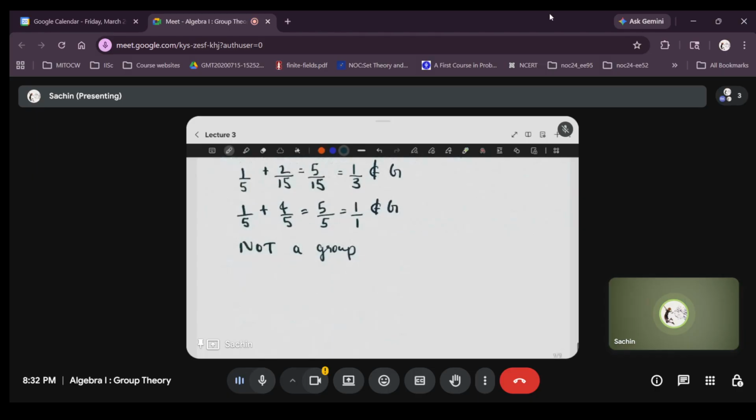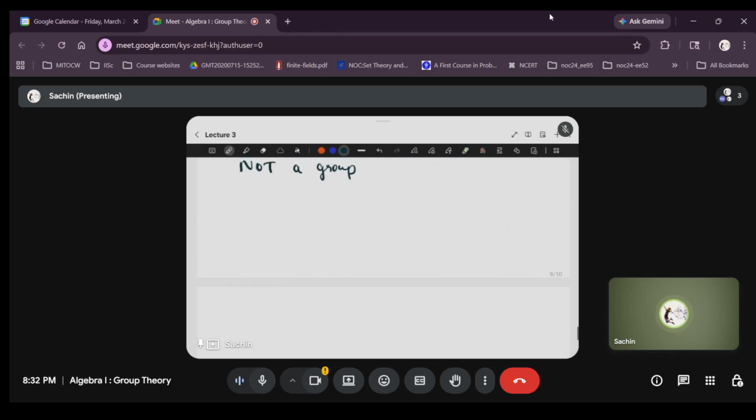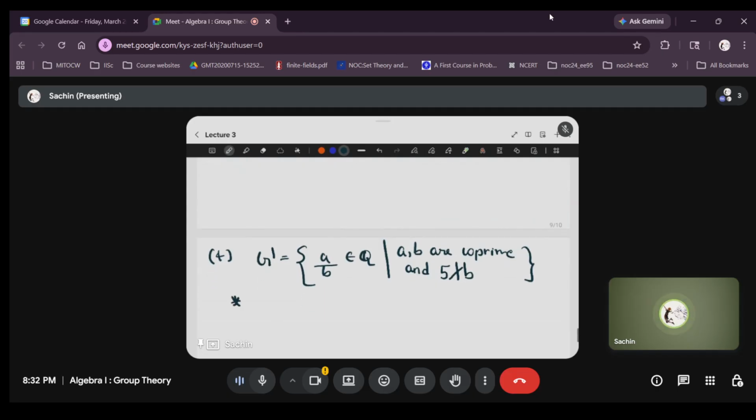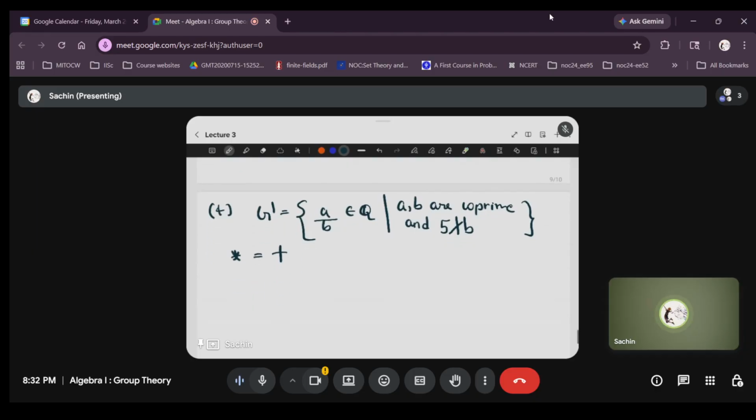How about instead of taking the condition that 5 divides B, we'll take the set G prime. Again, it's the set of rational numbers in the lowest terms. A, B are co-prime. And 5 does not divide B. And the operation is addition. Now is it a group?